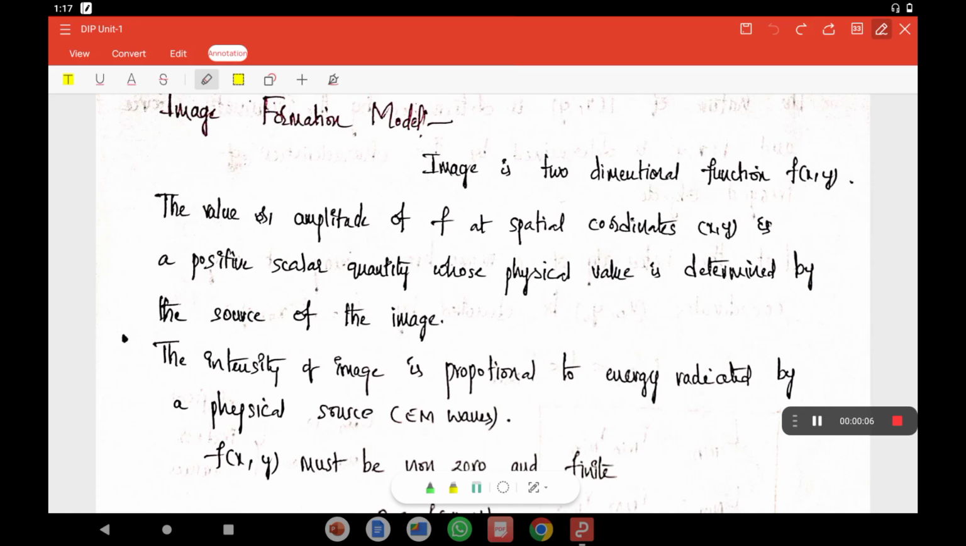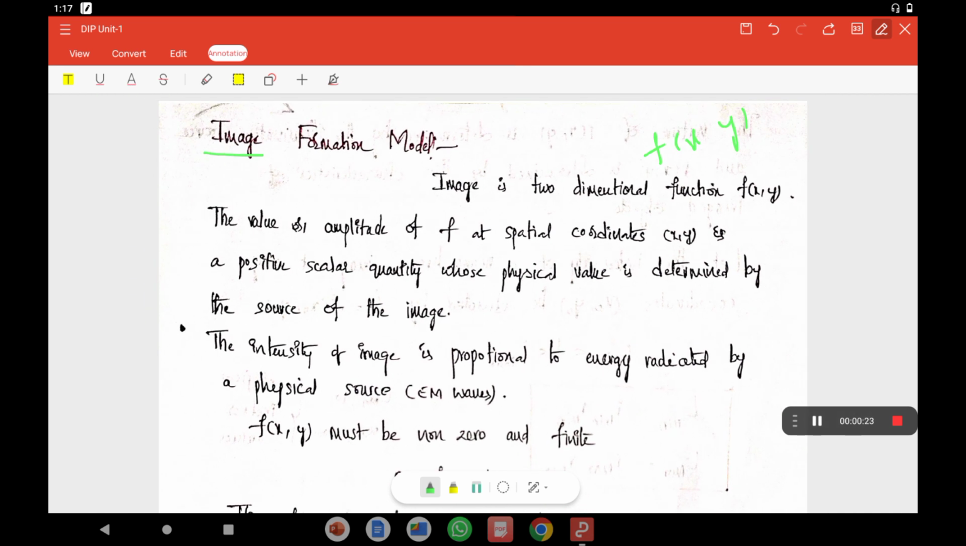In this video, we are going to see about the image formation model. So first of all, what is meant by image? Image is a two-dimensional function where it can be represented as f of x comma y.